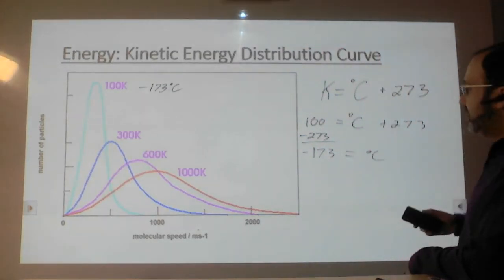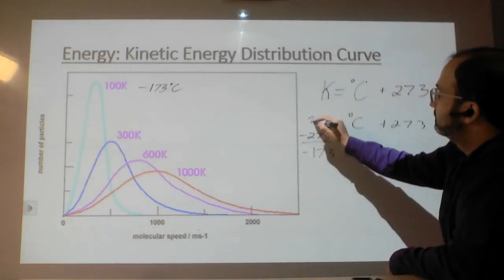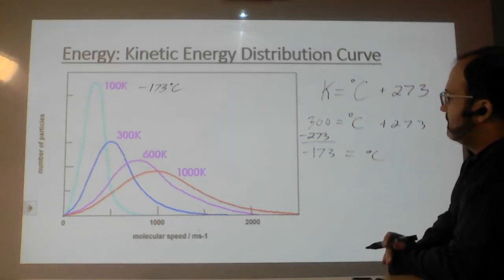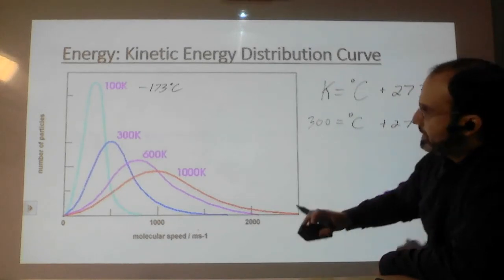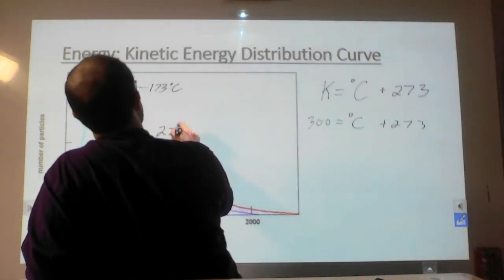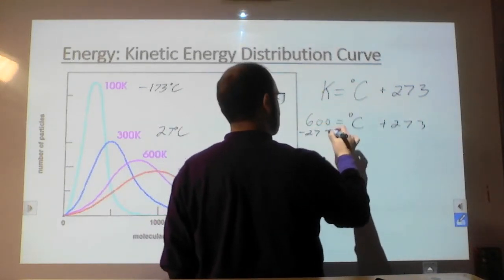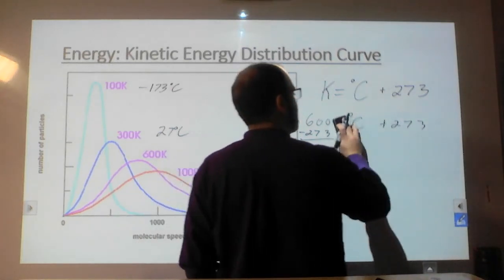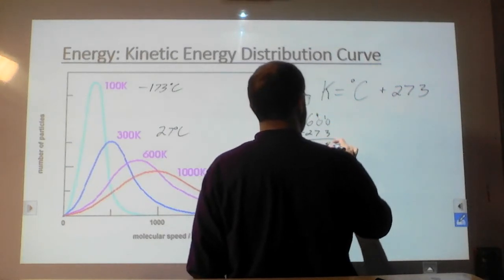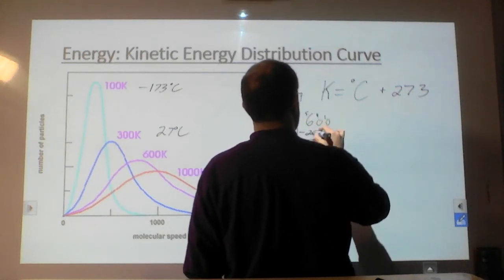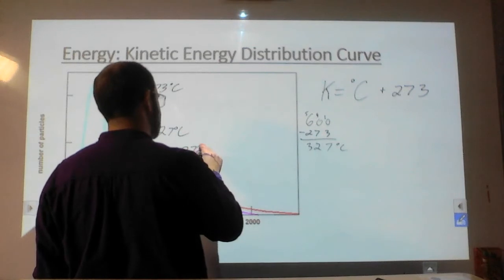Do the next one, 300. Okay, so I just put a 300 there. And I just take 273 from it. So I'm going to get, what, 27 or so? That should be about 27 degrees Celsius. Then we're going to do 600 minus 273. Let's see, we're going to get 327 degrees Celsius. I think that sounds about right, 327 degrees Celsius.